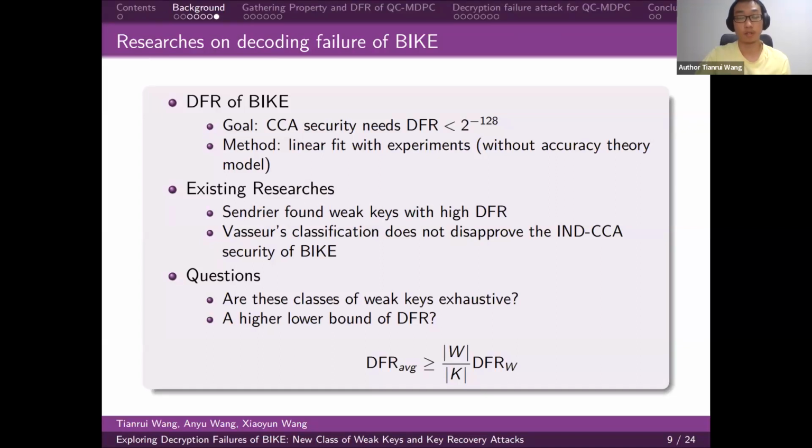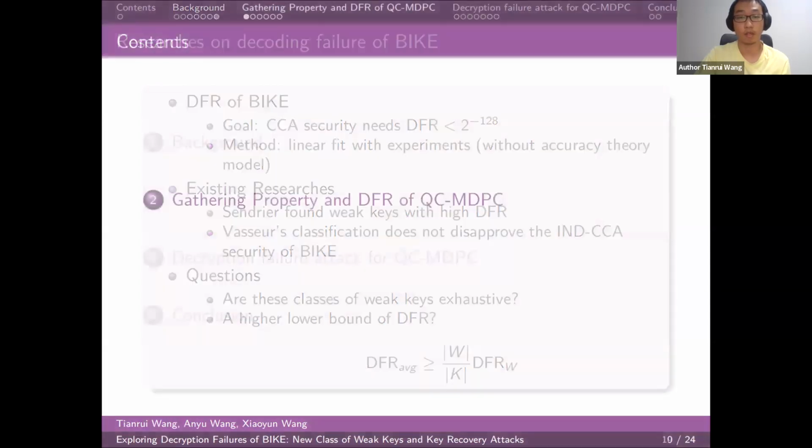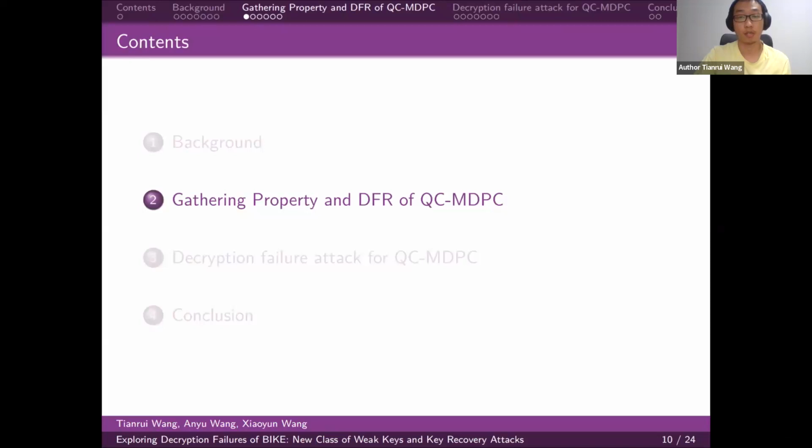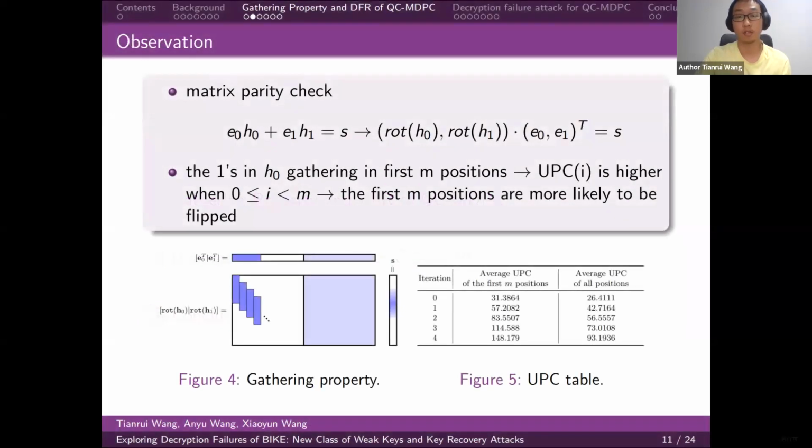There are still some remaining questions. Are these classes of weak keys exhaustive? The identification of more weak keys could potentially yield a higher lower bound of DFR. Then I will introduce the guiding property we proposed and how it affects the DFR of QC-MDPC. For this equation, we use the matrix form, turning polynomial multiplication into matrix multiplying vector. We call the ones of a vector getting in the first m positions the guiding property.